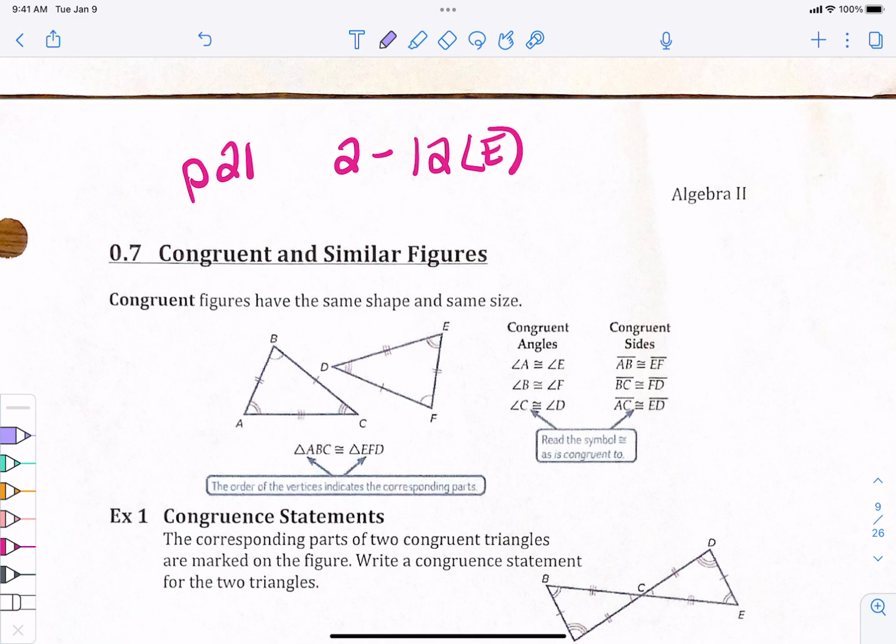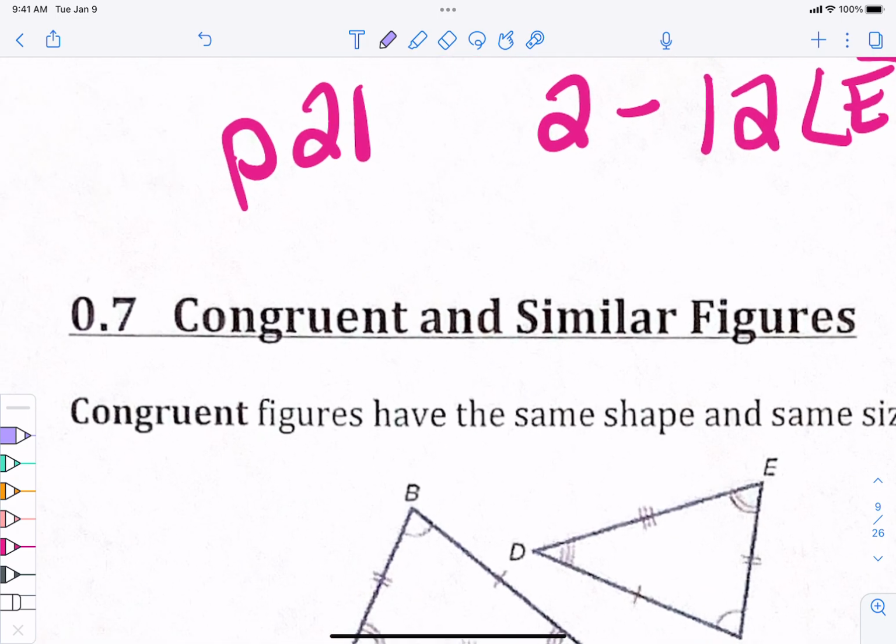Do you know what congruent means? They're the same shape and same size. Yeah, so congruent is same shape and same size. That is the big key for congruent. Same shape, same size, okay?